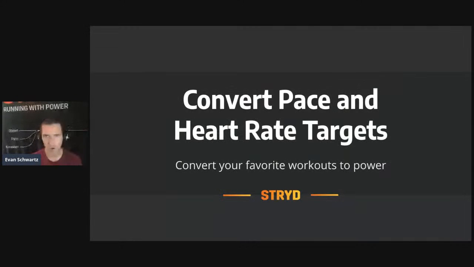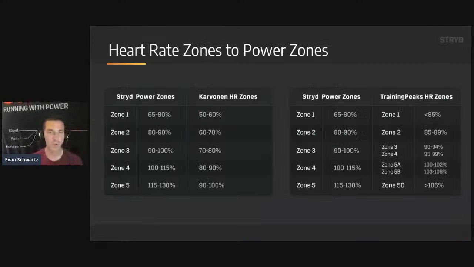Another thing to know is how to convert pace and heart rate targets. You can convert your favorite workouts to power if you normally go off of pace or you normally go off of heart rate. So one major thing to know here, and we had a great email go out earlier today, and you can always head to blog.stryd.com for more information on these webinars. We had a great blog go out talking about how to translate pace, the strategies you can use in specific scenarios to translate specific paces to power ranges.